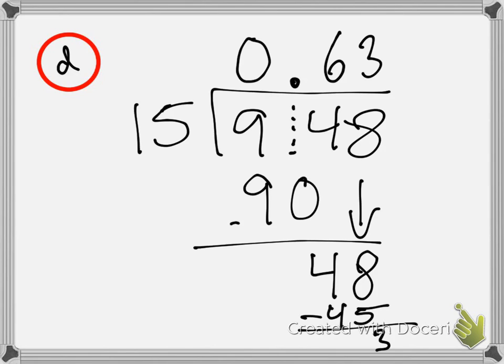Add the 0. Exactly. We just put a 0 there and we bring it down. This should be easy. How many times does 15 go into 30? 2, and it's exactly 30. Yes. Great job.